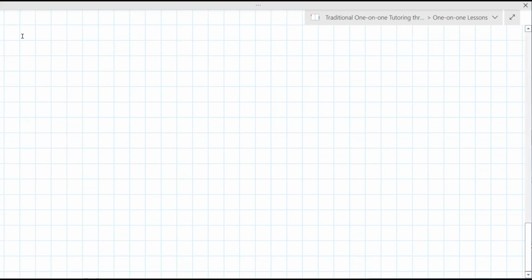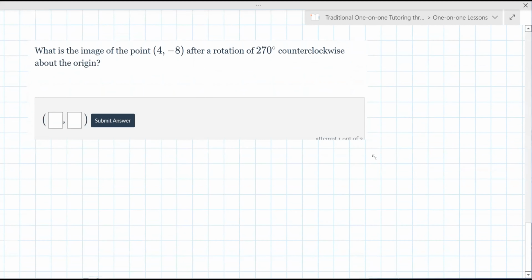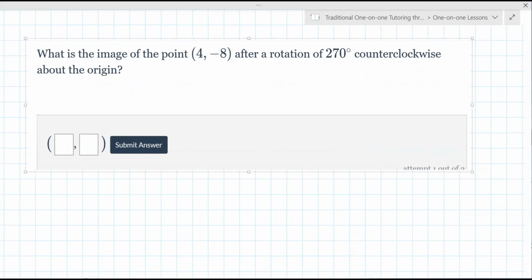All right, so here we go. Here's another problem here. This one's 270 counterclockwise. Let me know if you need the formula sheet there. It is -8, -4. -8. Yes, very good. All right, let me enter that.